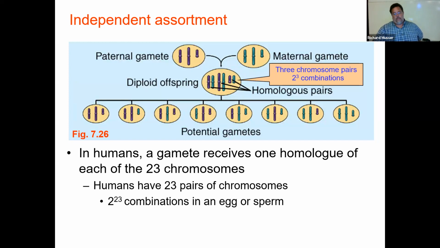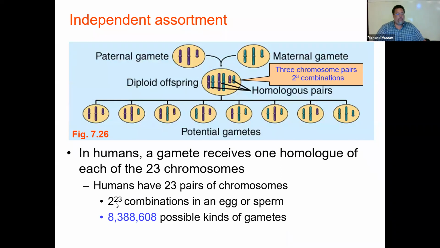So it is true that, again, it's so many genes, but for some features you may say, oh, I really got that feature from my mom, from my dad. And then what you pass on to your kids is going to be different too. So again, it's a huge 2 to the 23rd power possibilities, 23 pairs, right? 8,388,608 possible kinds of gametes.